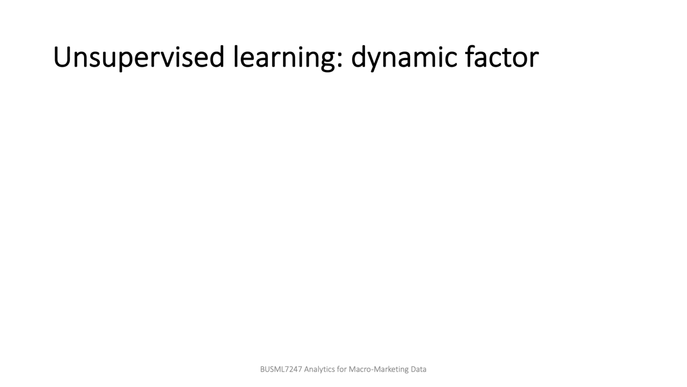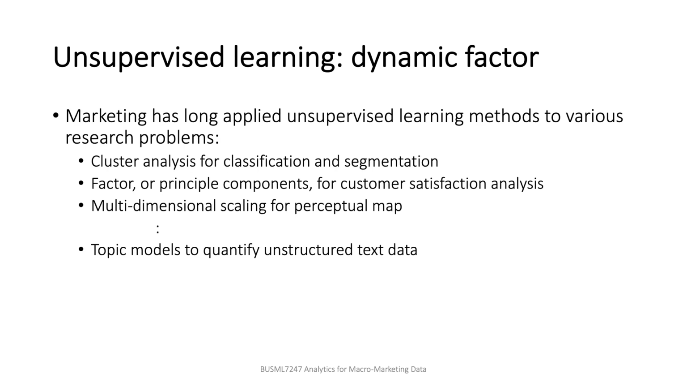So far, I briefly introduced supervised learning with regression. Then, what about unsupervised learning? As I mentioned, marketing has long applied unsupervised learning methods to various research problems. For example, marketers employ cluster analysis for classification and segmentation, factor analysis for customer satisfaction survey analysis, multidimensional scaling to draw a perceptual map for positioning, and nowadays they use topic models to quantify unstructured text data.